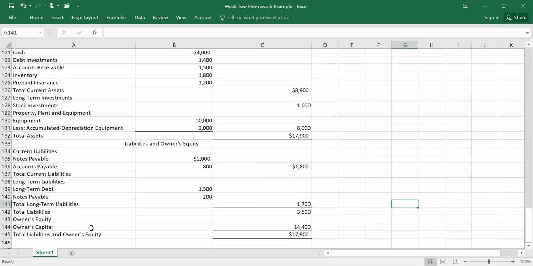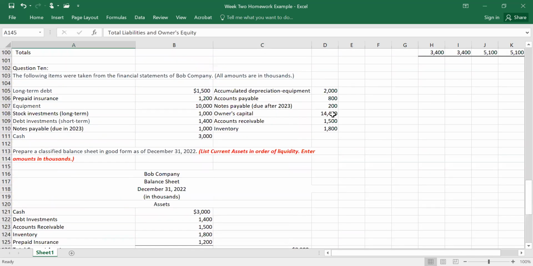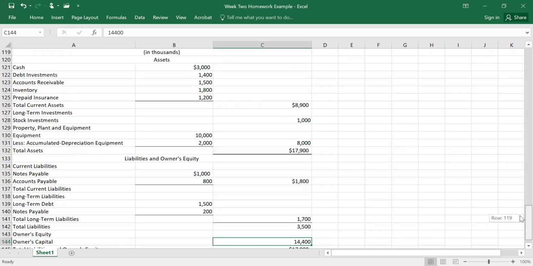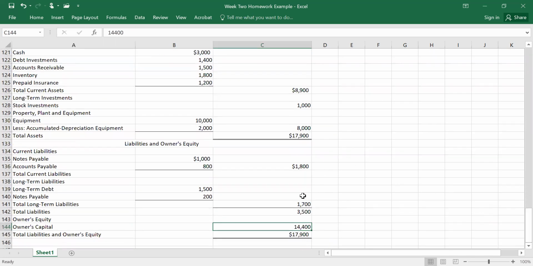What's next? Oh, owner's equity. Next, we're going to list owner's equity. We have owner's capital, which is right here, 14,400. Then to determine our total liabilities and equity, it's going to be the total liabilities of 3,500 plus owner's capital, 14,400, which gives us 17,900. Those two items are in balance. Yay. So we did it correctly.